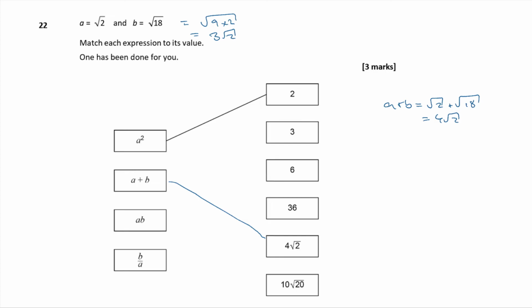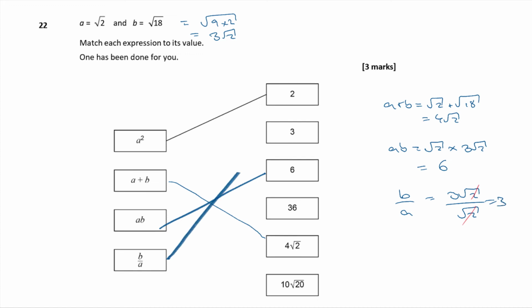ab, so if I've got ab, then that's going to be root 2 times 3 root 2. So root 2 times root 2 is 2. 2 times 3 is 6, isn't it? So that one goes with 6. And then b over a is going to be 3 root 2 over root 2. They're just going to cancel. And that's going to leave you with 3 then, isn't it? So that's equal to 3. So that one goes with 3.